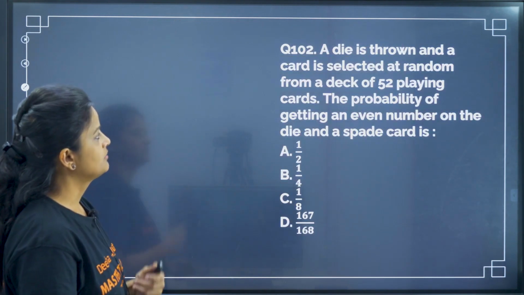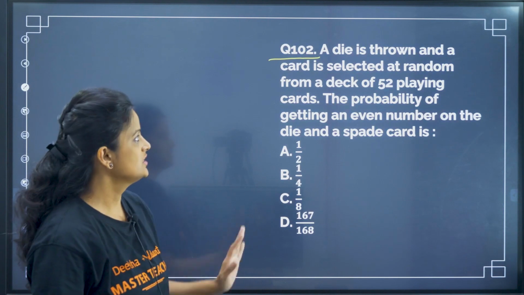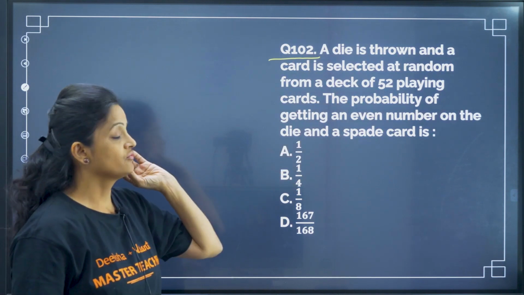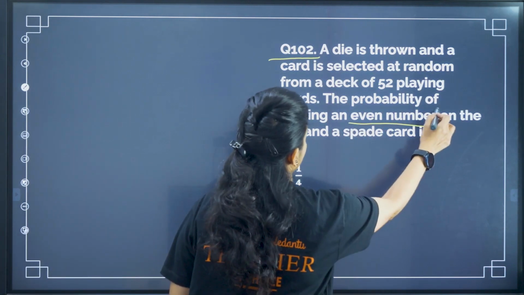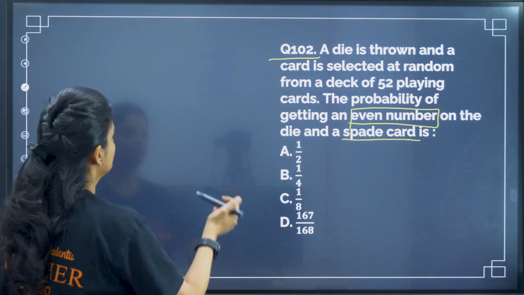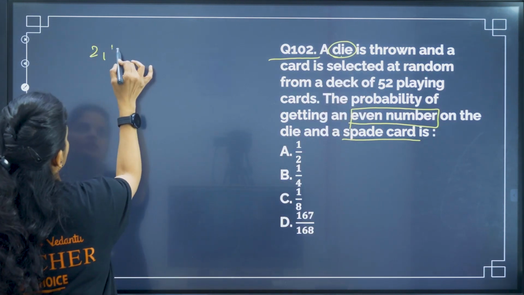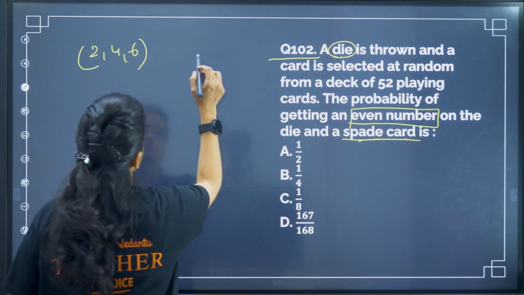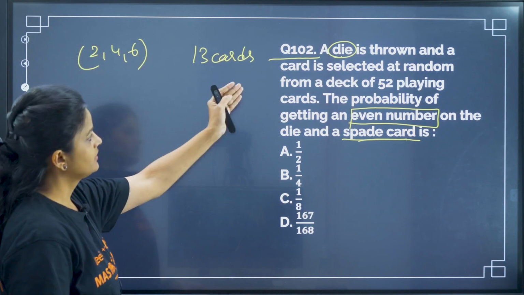Okay, let's take up the next question. 102. How many of you have done this very simple question? A die is thrown and a card is selected at random from 52 playing cards, and we need the probability of getting an even number out of that die and the probability of getting the spade card out of those 52 cards. That's all we have to do. A die is thrown means 6 outcomes. So we have even numbers 2, 4 and 6. So 3 even numbers. How many spade cards? 13 cards.